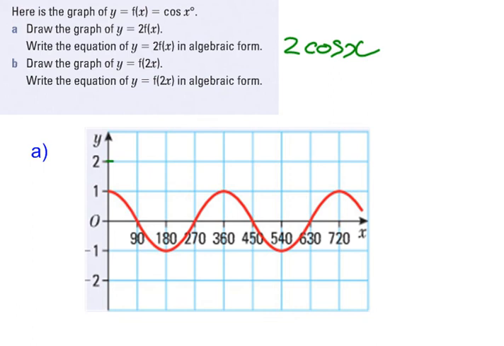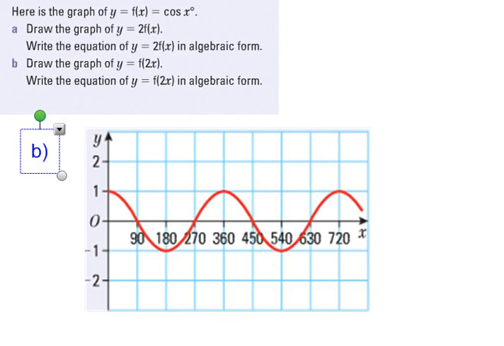So 1's going to go to 2, minus 1's going to go to minus 2. And that's going to be the same for all of these points here. And where it's 0, it's going to stay at 0, because 2 times by 0 is still 0. So it's been stretched out by a factor of 2.